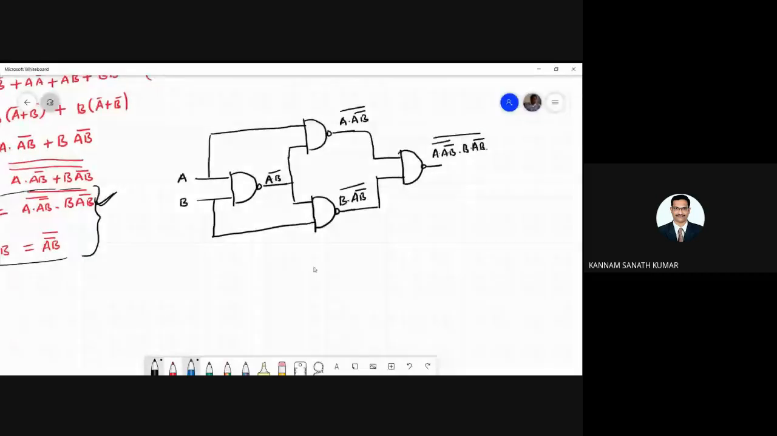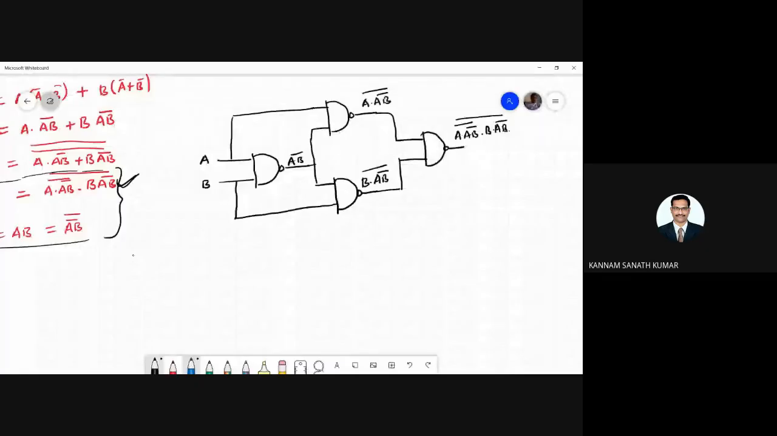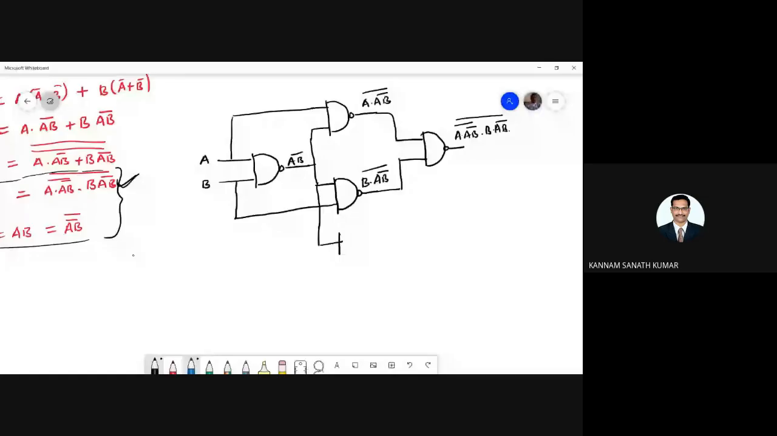So what is carry? Carry equals AB bar whole bar. So AB bar whole bar means from here you get AB bar, and when this is given to one inverter, this is nothing but AB bar whole bar. So this is nothing but carry, and this is sum and carry. So this is the implementation by using which gate? NAND logic, the universal gate.